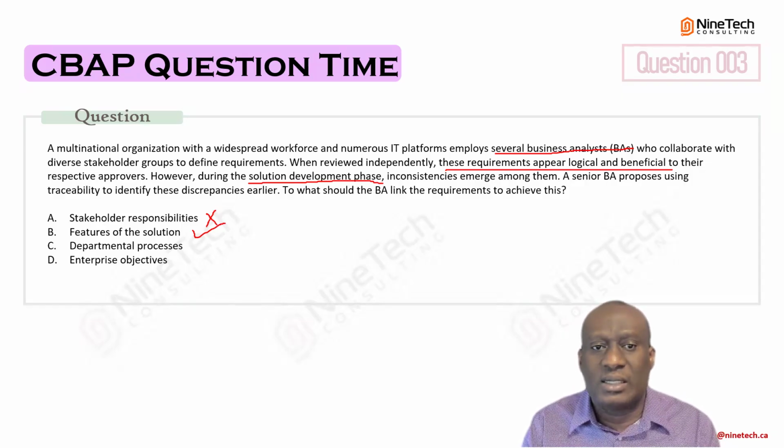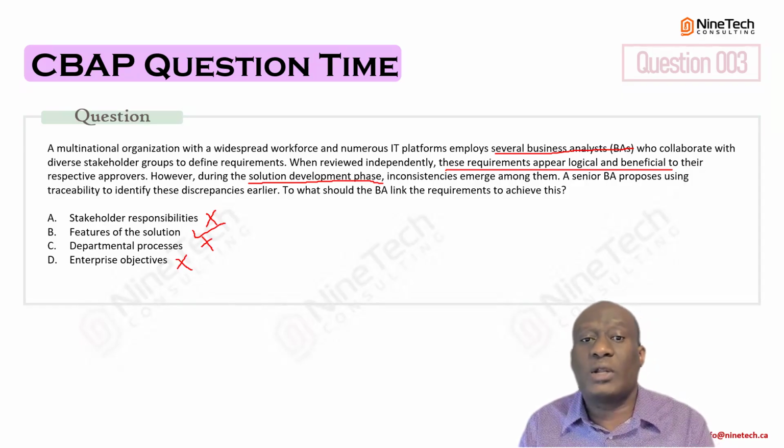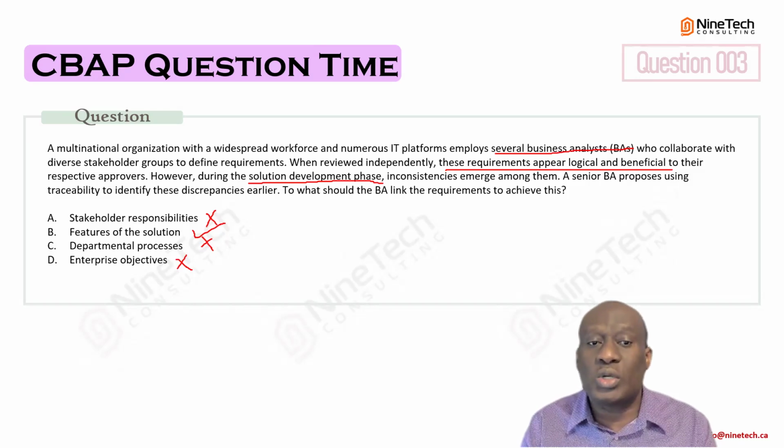Departmental processes, linking requirements to departmental processes. Yes, but I don't think that will answer this question because we are in the solution development phase. So I will say a no to that. Enterprise objectives, I will also say a no to that. So because we are in the solution development phase, our requirements should be linked or traced to our solution features. And that is why B is the right answer.